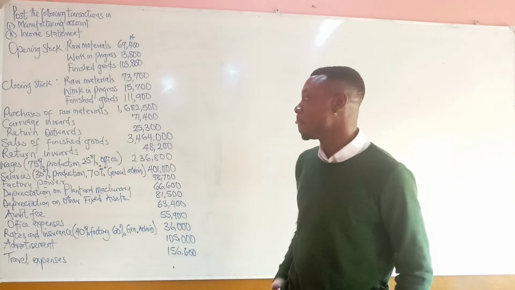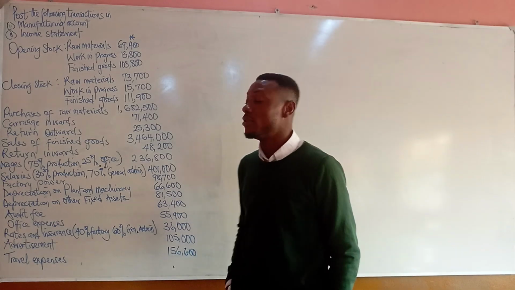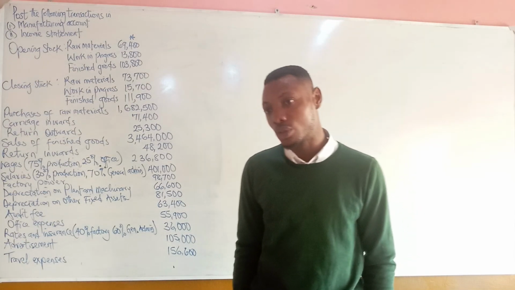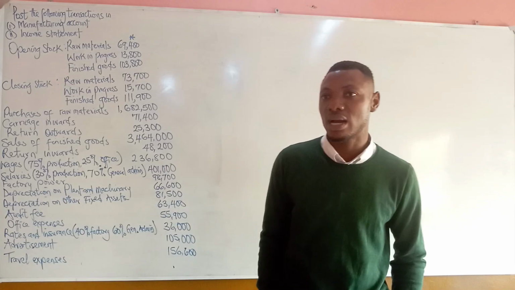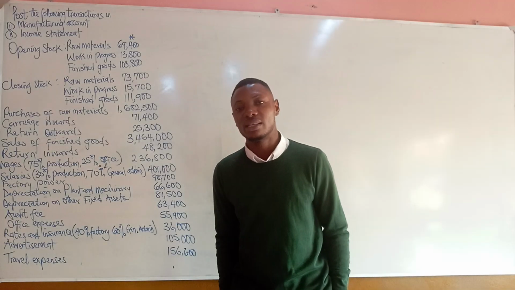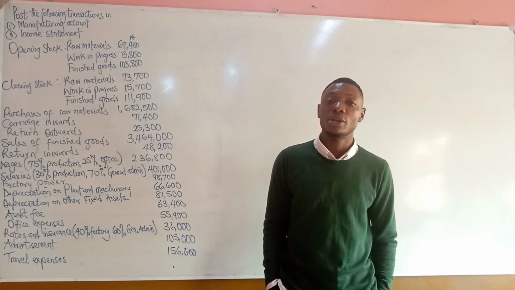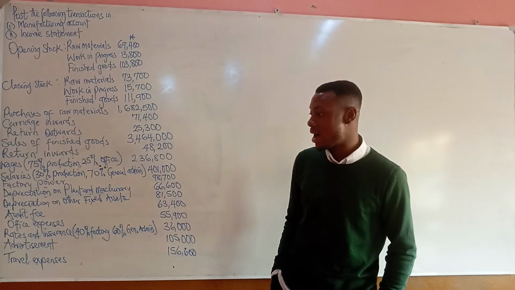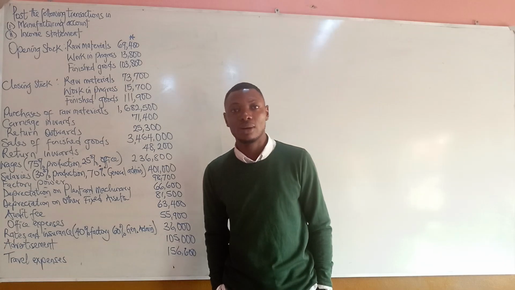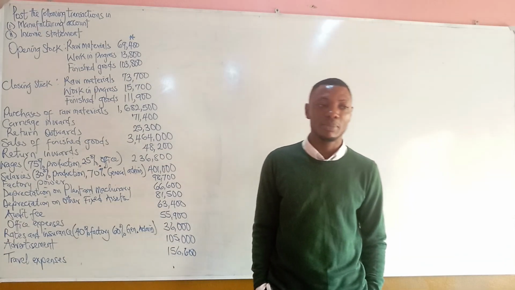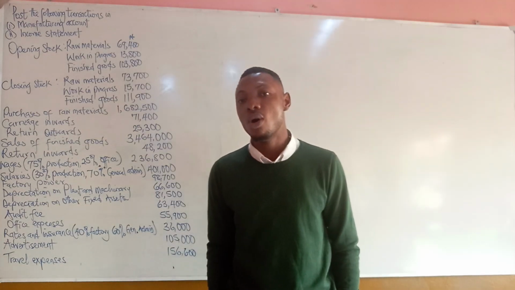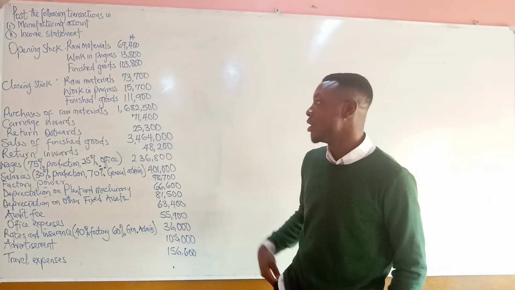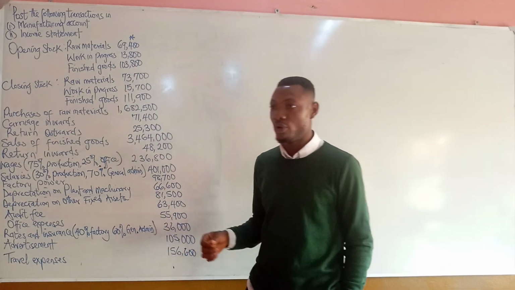Now, the essence of the manufacturing account is for us to ascertain the production cost, and the essence of our trading account is for us to ascertain if the business is making profit or loss, the gross profit or gross loss. And the essence of our profit and loss account is to ascertain if the business is making a net profit or net loss over a given period of time. That is the accounting period.